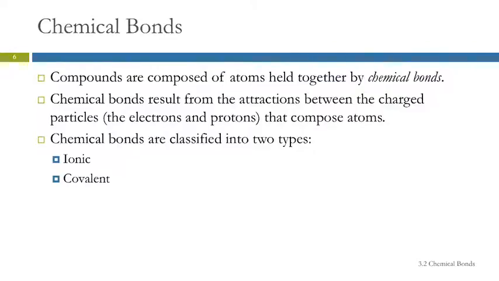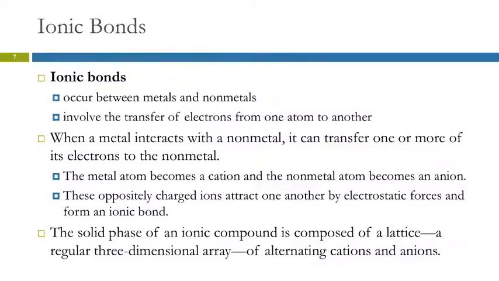We discussed how atoms are formed from electrons and protons and neutrons. The neutrons are neutral, so they don't really get involved in this. But the electrons are negative, the protons are positive, and so all chemical bonds are some type of an electrostatic attraction. We can divide them into two broad categories: ionic bonds and covalent bonds.